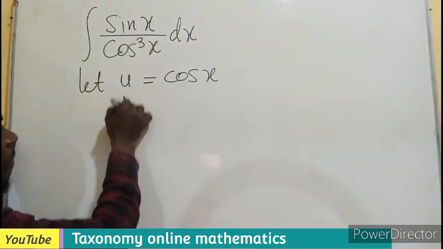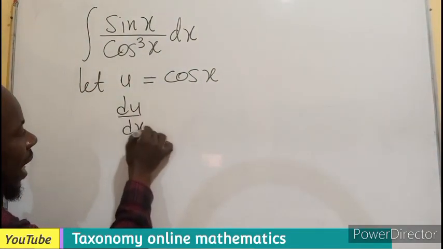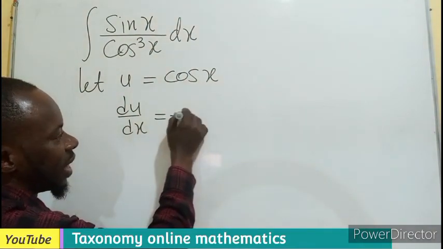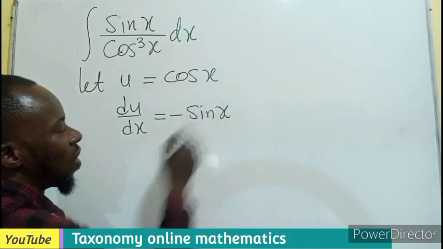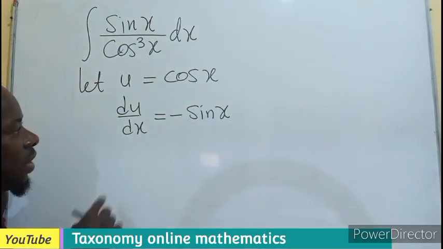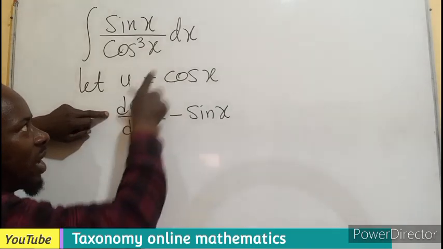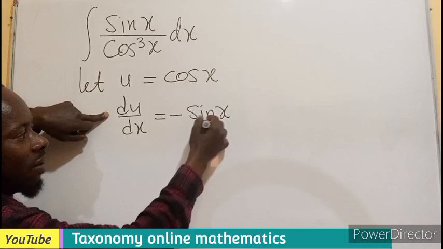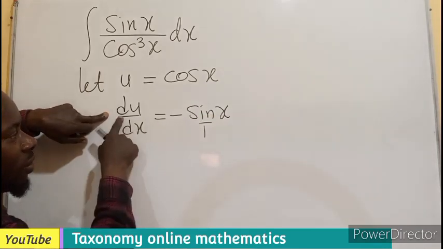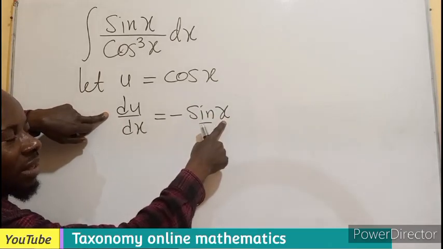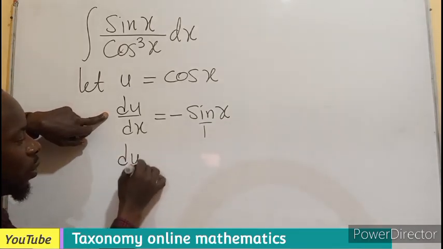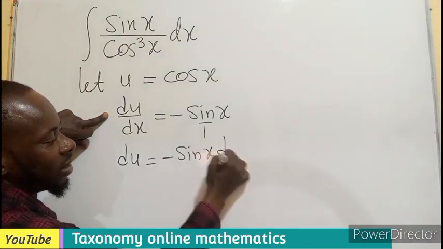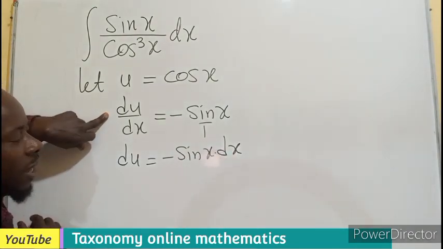So du/dx will be equal to, if we differentiate cos, we get negative sine x. But in this case, we want to have du so that we can replace this value here. So now this will multiply: if I have a division of 1 times du, this will multiply the negative sine x, so your du will be equal to negative sine x dx.